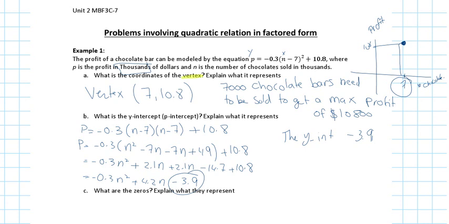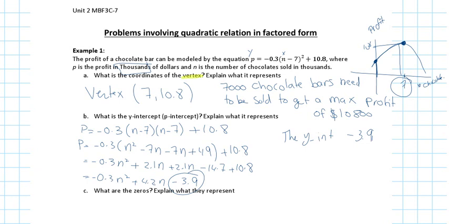How many chocolate bars would they sell at the y-intercept? So if I look at this right here, at 0, because you have 0 chocolate bars at the y-intercept. Anytime you're looking for a y-intercept, the x value is 0, right? So you have sold 0 chocolate bars. And then your profit is negative 3.9.